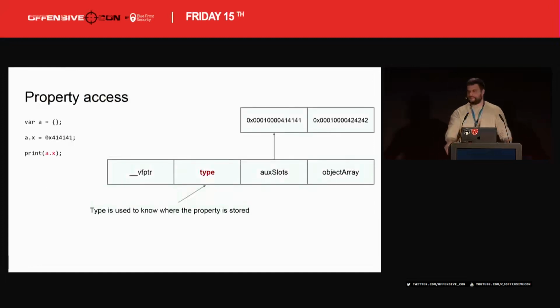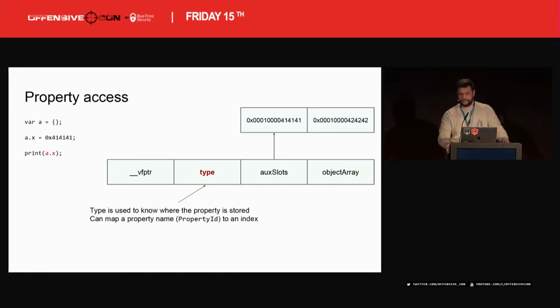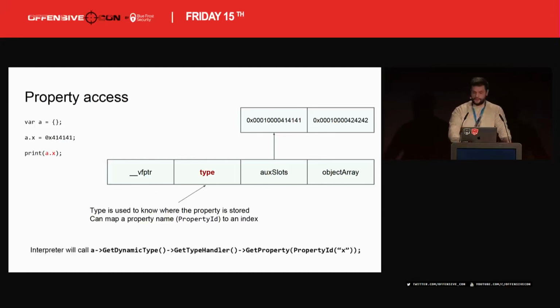So, property access: as I said, the type is this magic thing that is able to tell you where your property is. In Chakra, a property name is represented as a property ID. The type is able to map a property ID to an index into the slots array. So when you fetch property a.x, as can be seen on the left, you end up with this call chain, and the type is magically able to tell you, oh, this is at slots index 0, and it will return that value.